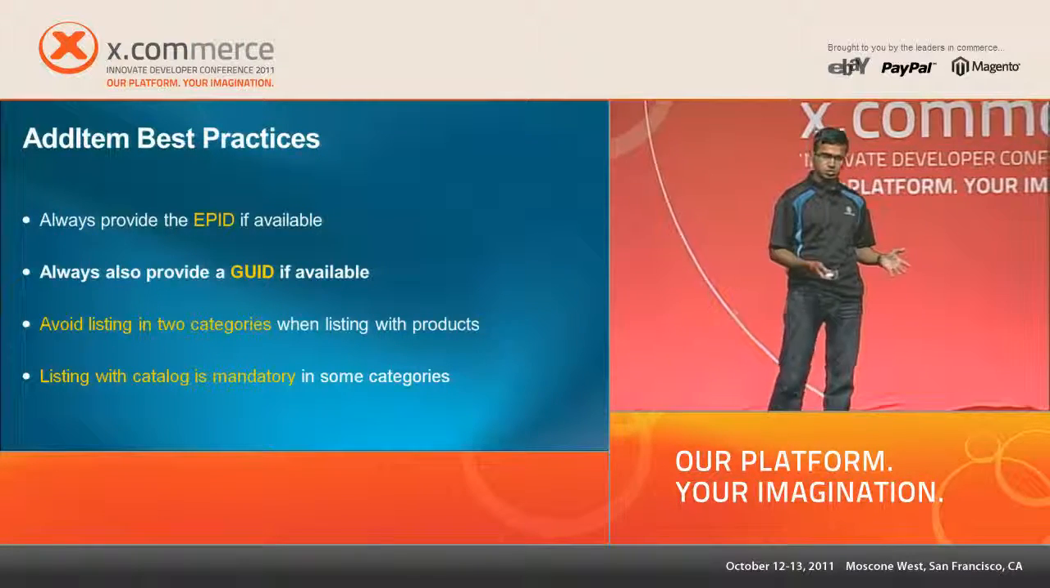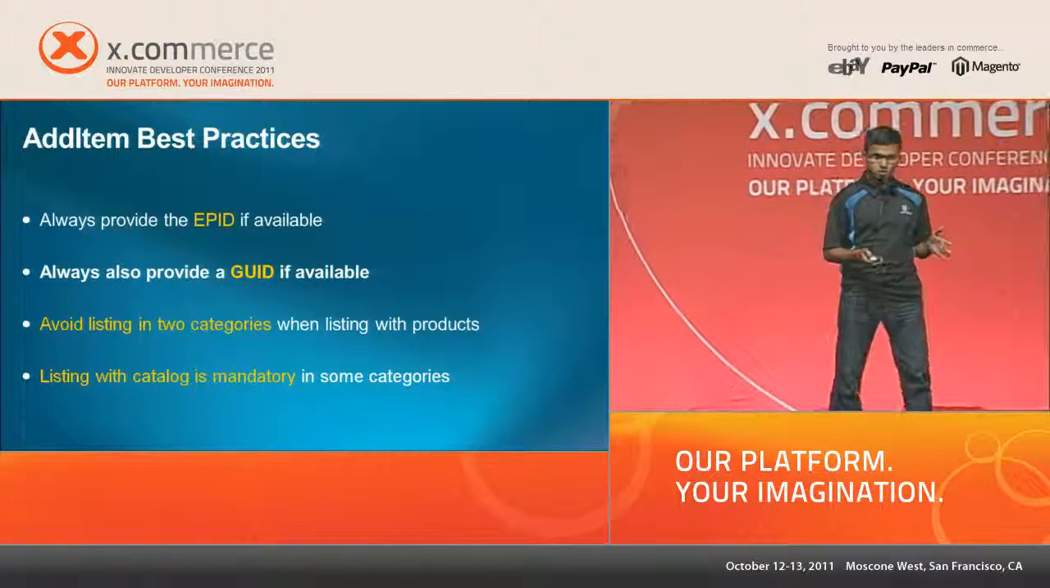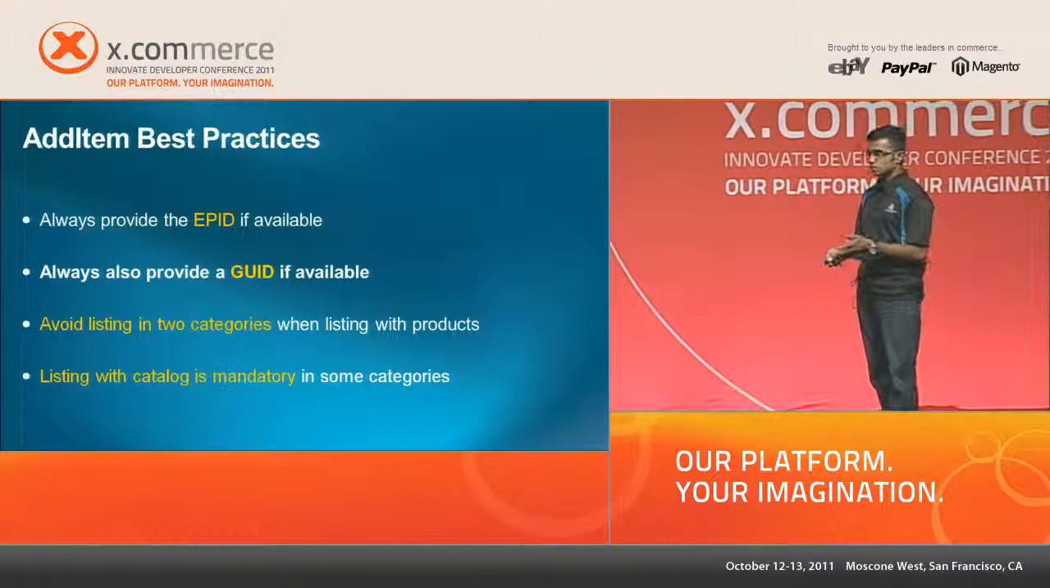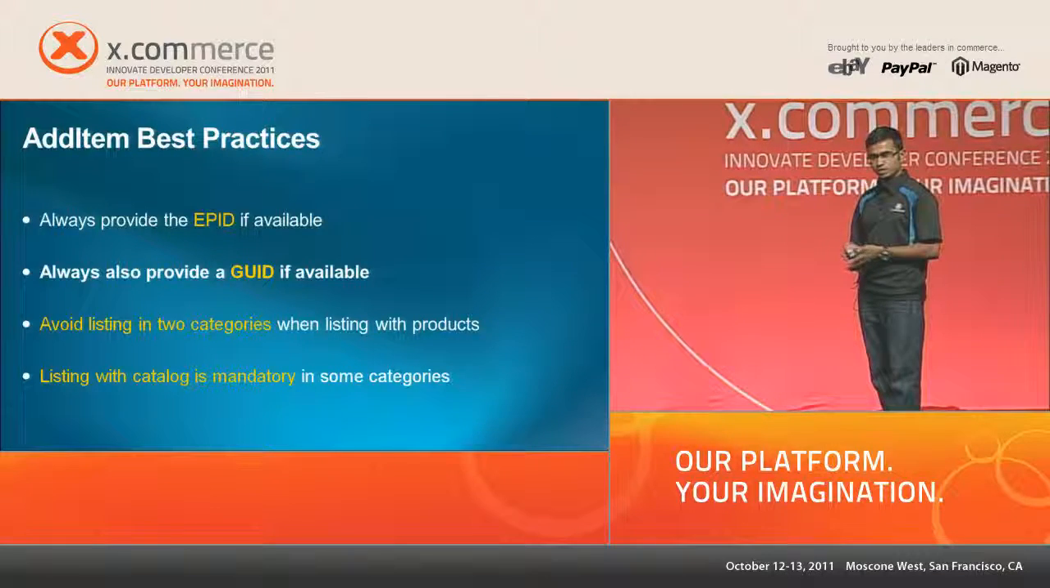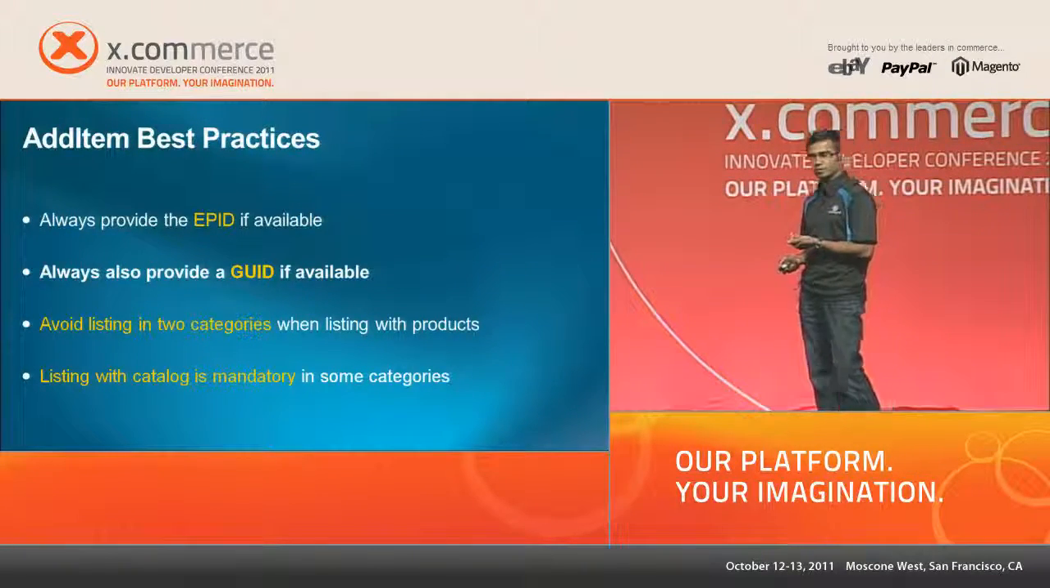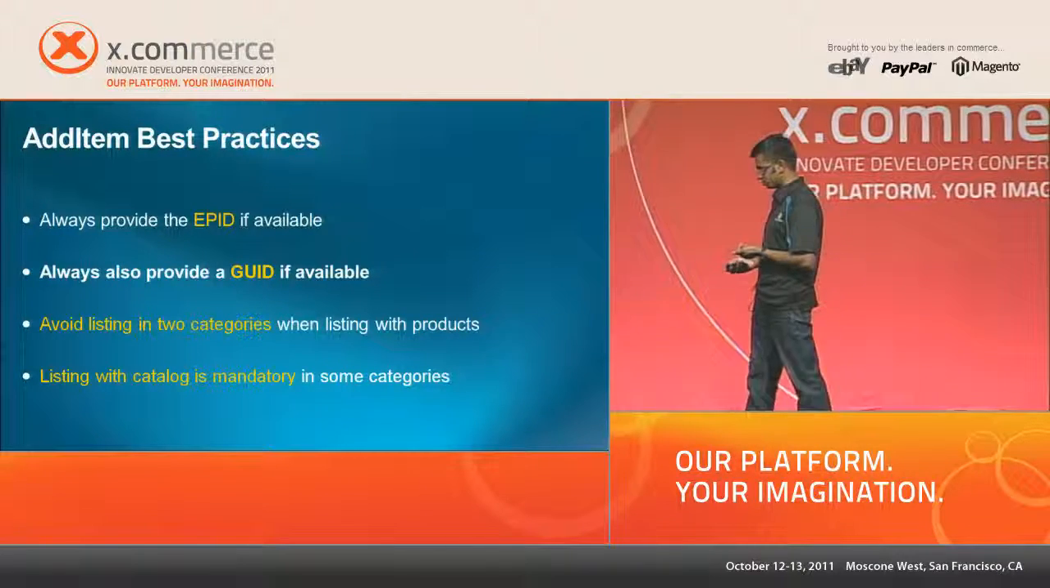The entire industry is moving towards placing more focus on products and unique identifiers. So it's not only going to give you additional exposure on the eBay marketplace, but also on external search engines like Google. So it's always a good idea to pass in the global ID if you have it.